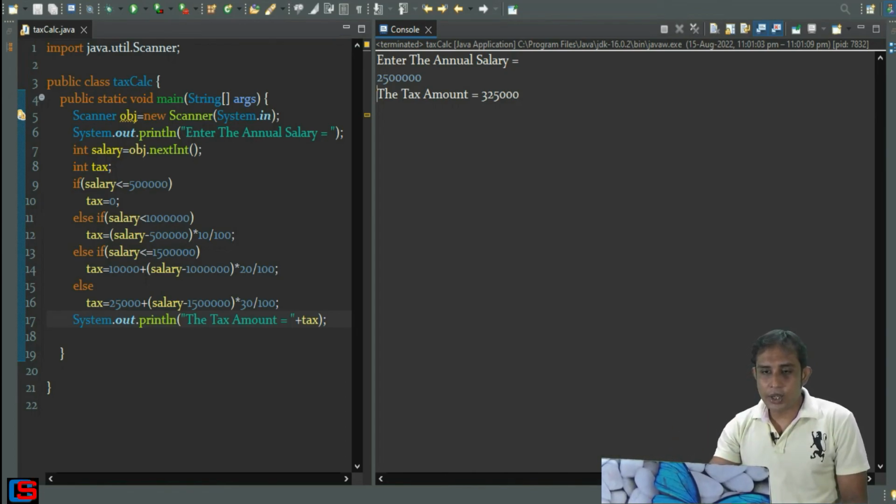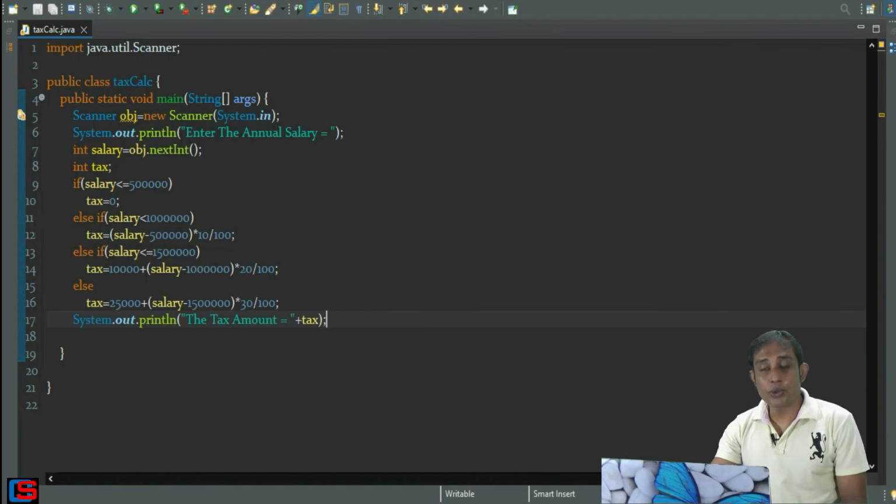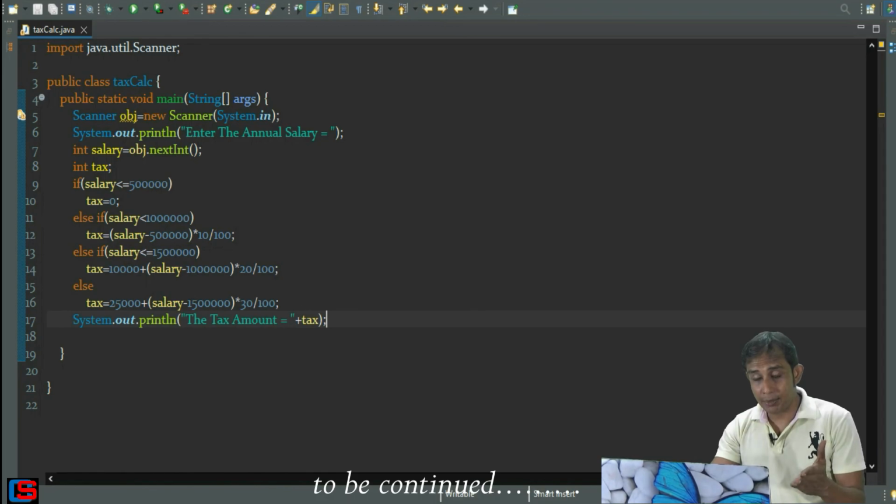So in this way you can easily calculate the tax amount as per the table shown in the question. You can easily apply the logic of how to calculate the tax amount from any given table format of our taxation system.